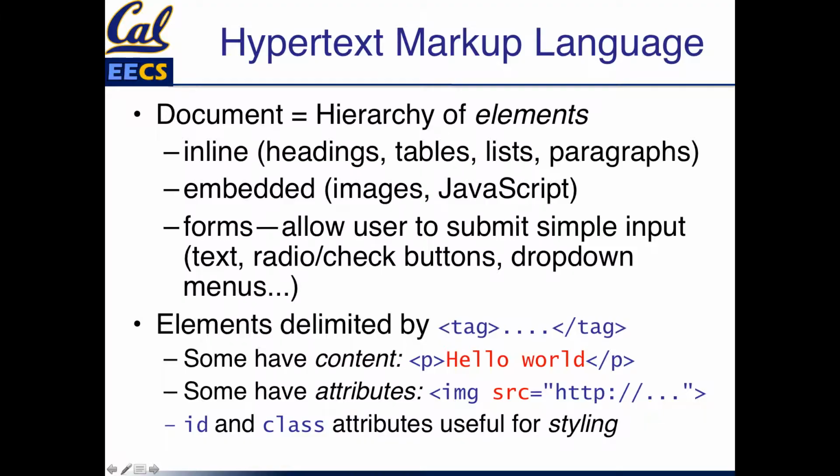Elements in HTML are surrounded or delimited by tags. A tag appears in angle brackets. A closed tag has an angle bracket and a slash. Some of the tags have content. So for example, here's a paragraph or p tag whose content is the string hello world. Some have attributes. For example, here's an image tag that has an attribute source that tells the browser where the image is located. And some tags have both attributes as well as content. And because it's a hierarchy of elements, tags can usually include other tags as well.